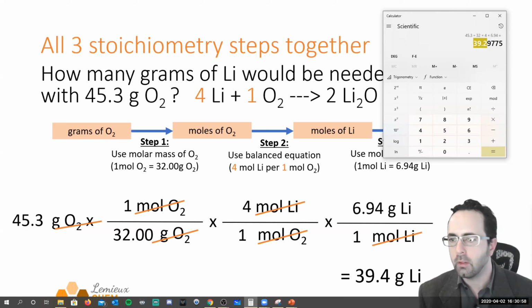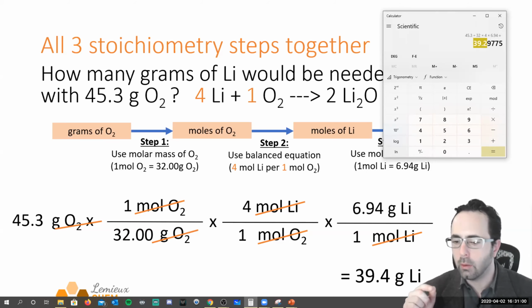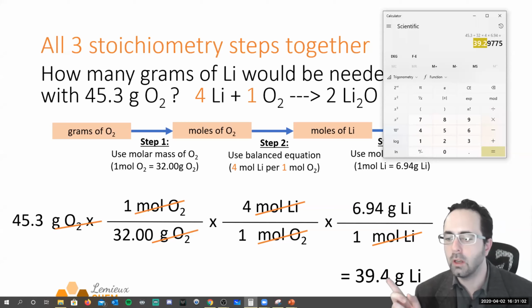But remember, the last sig fig has a little bit of wiggle room to it. So when we have 39.4, because this is the last sig fig, we're really saying an acceptable answer is somewhere between 39.6, maybe going a little up, or 39.2 going a little down. So 39.3 is effectively the same result.